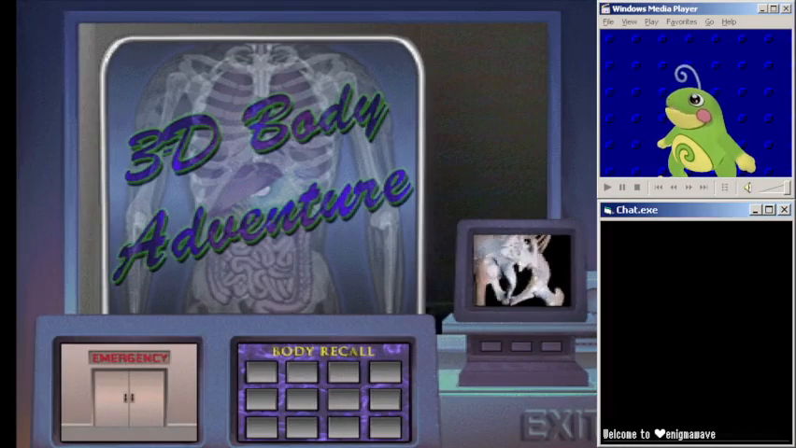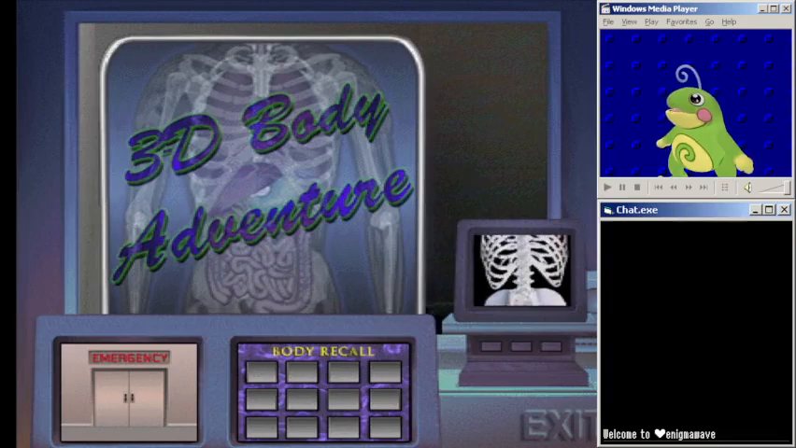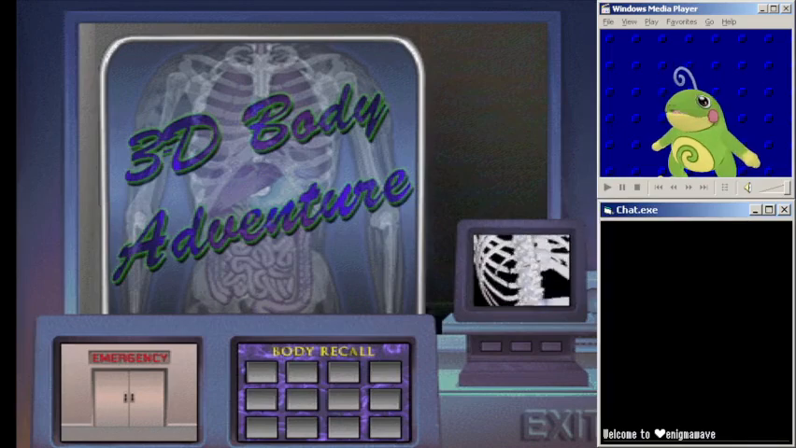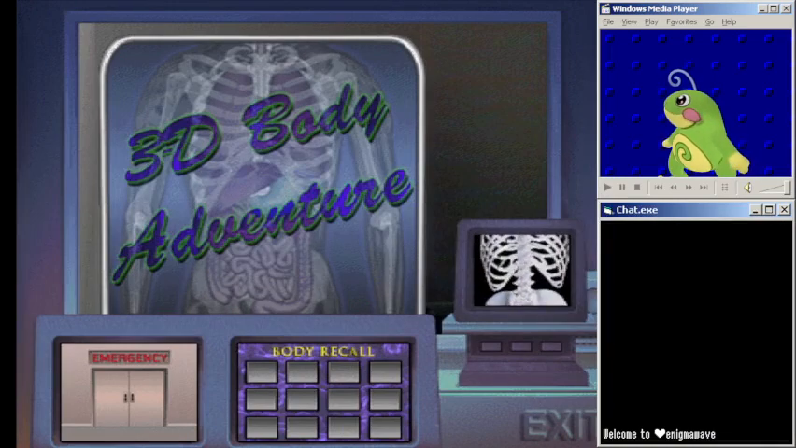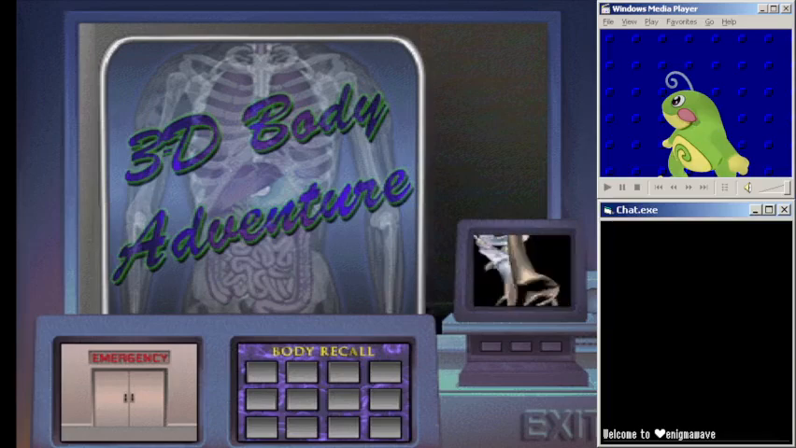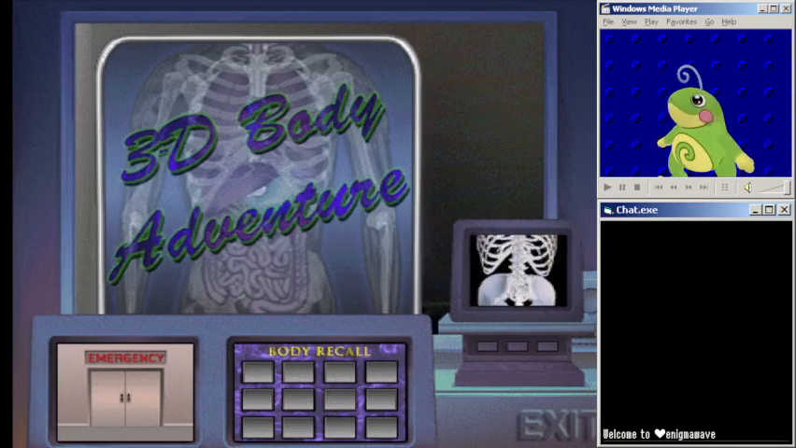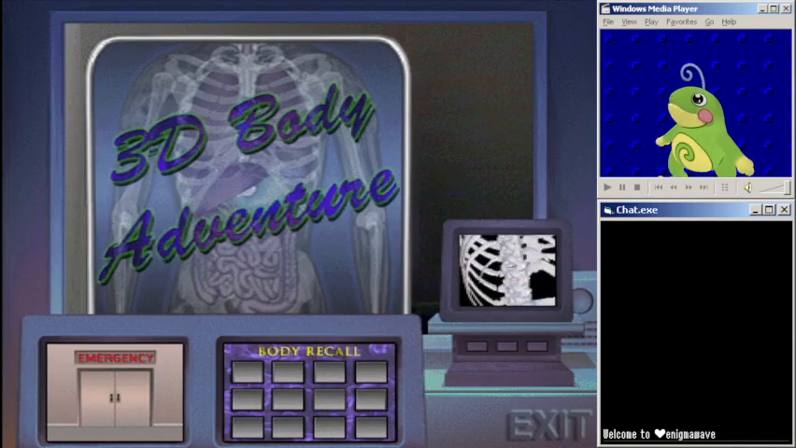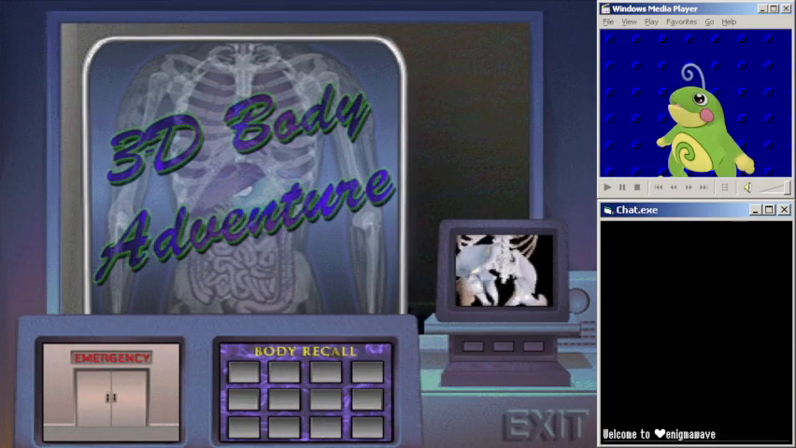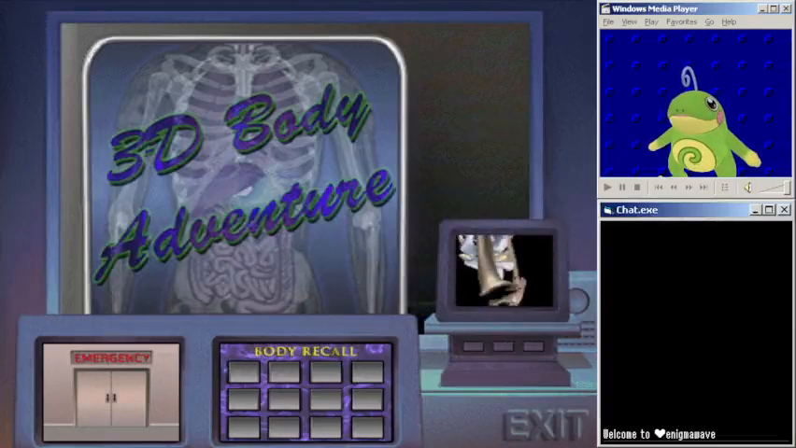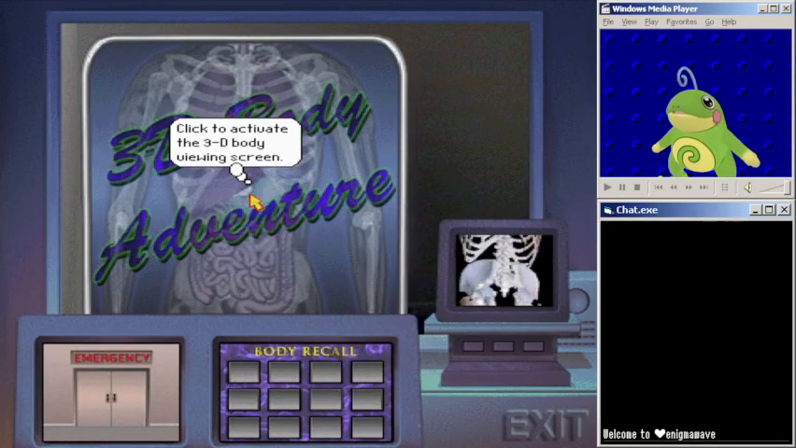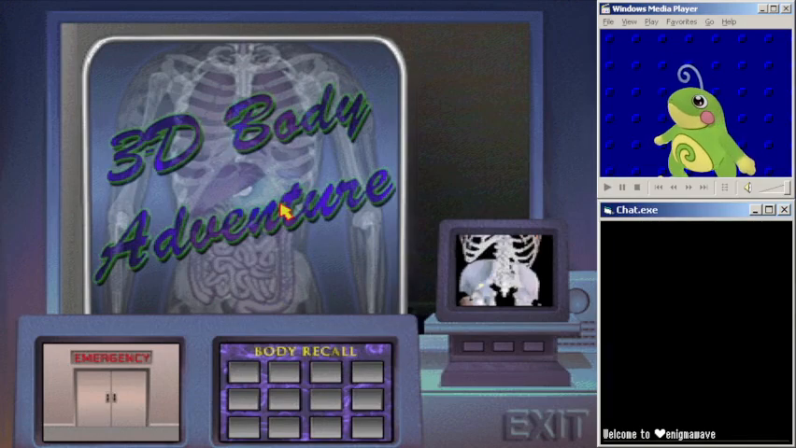Yeah, very different intro. No animated dancing skeleton here. Same theme song though, but this time in Adlib OPL3 instead of being MIDI. Close enough. Let's see, control F10. Okay. Prepare for body imaging and exploration.